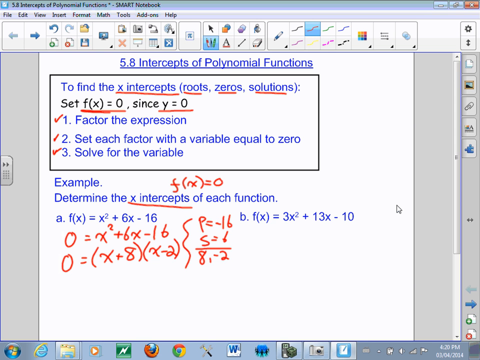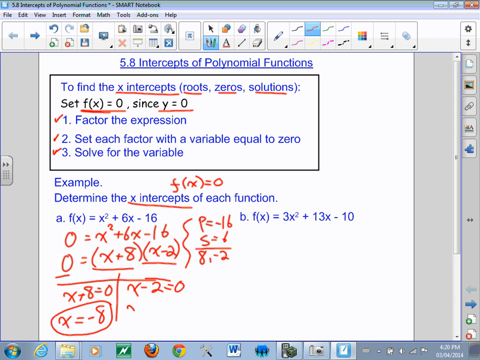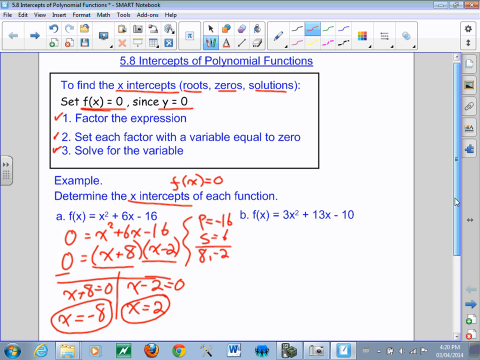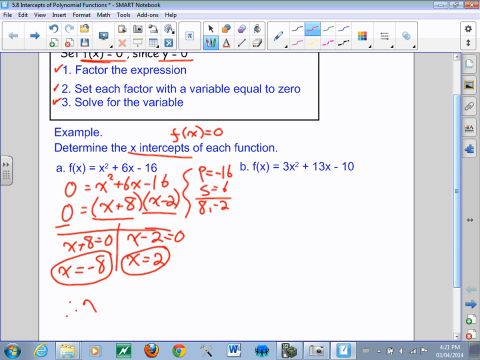Remember, this is the zero product property. So if the left side equals 0, how do we get the right side to equal 0? You let each factor, each bracket, equal 0. Your teacher may have set up a T-chart in the past where you go x plus 8 equals 0, and then x equals negative 8 as one of your answers, and your other one, x minus 2 equals 0, so x equals 2 as your other answer. So those are your two solutions. Therefore, the x-intercepts are negative 8 and 2.